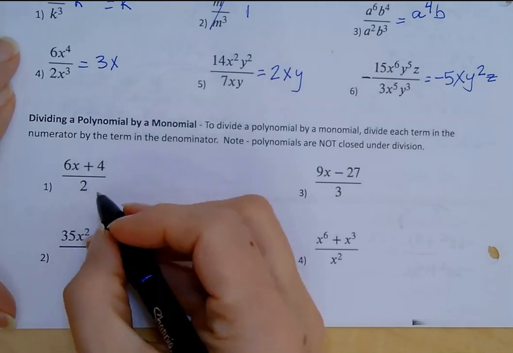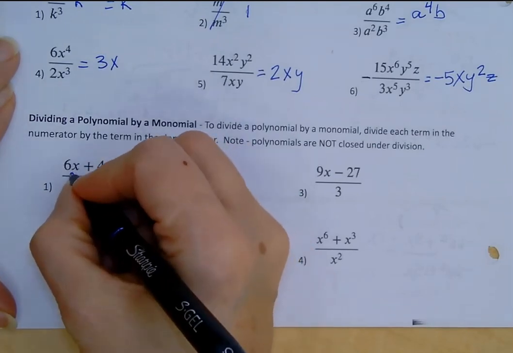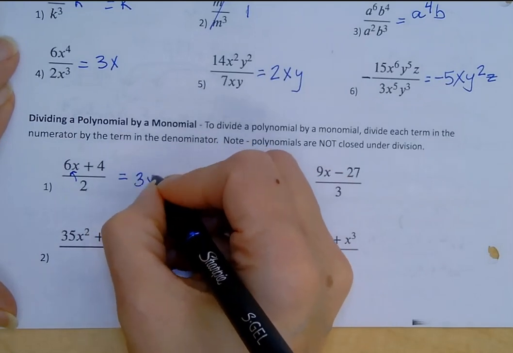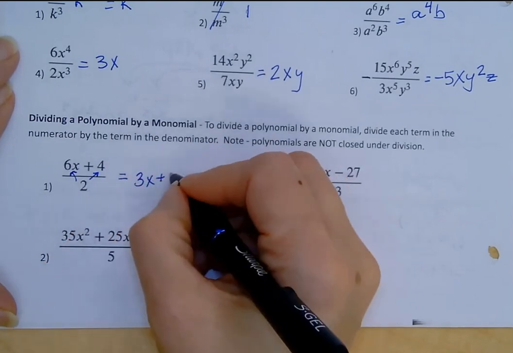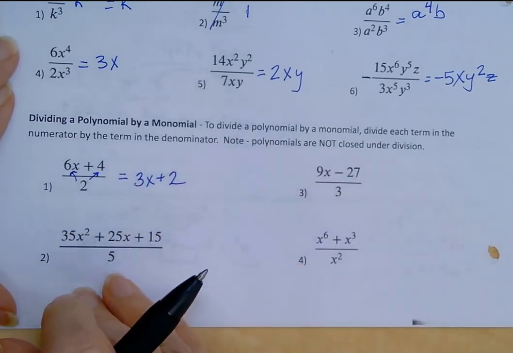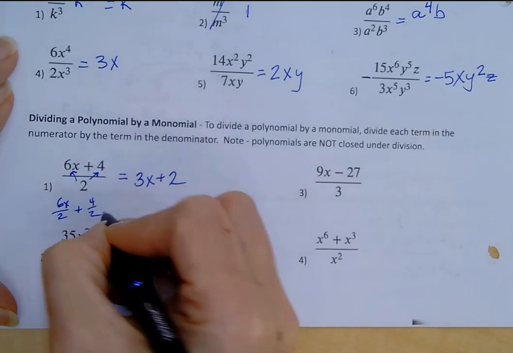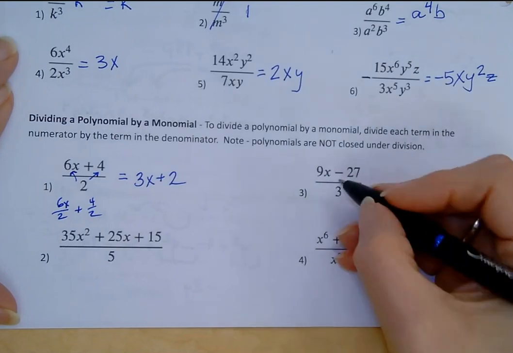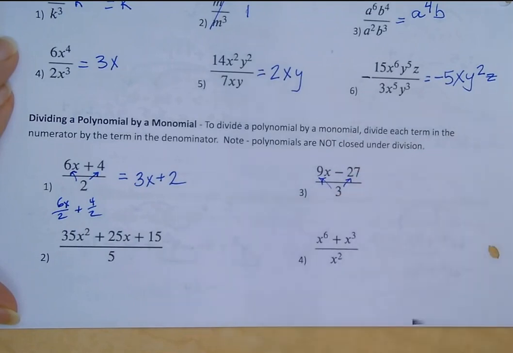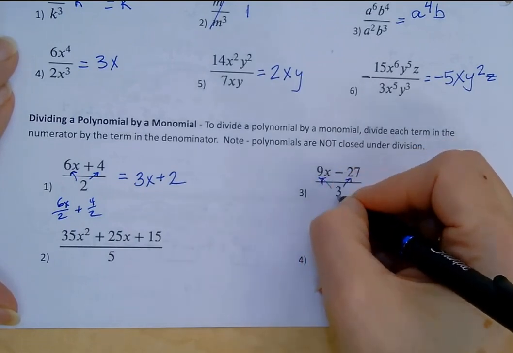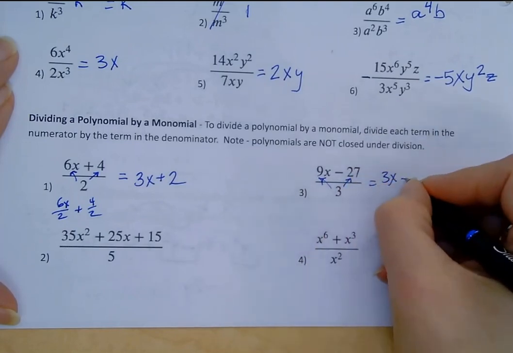Okay, so 6x plus 4 is my numerator over 2. So I know that that's going to be 6x divided by 2, so that's 3x, right? 6 divided by 2 is 3, but also 4 divided by 2. So 3x plus 2 is my answer. You really could break that up and say it's 6x over 2 plus 4 over 2 if you wanted to. Okay, 9x minus 27 all over 3. I'm going to divide every term in my numerator by that denominator. So 9x divided by 3, I can do 9 divided by 3, that's 3x. Negative 27 divided by 3 is negative 9.